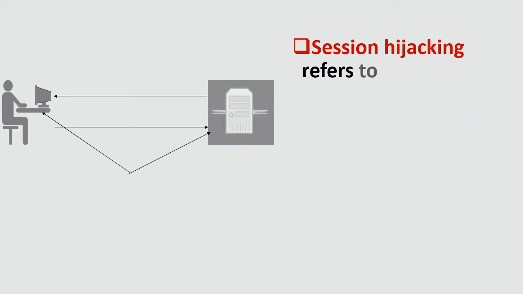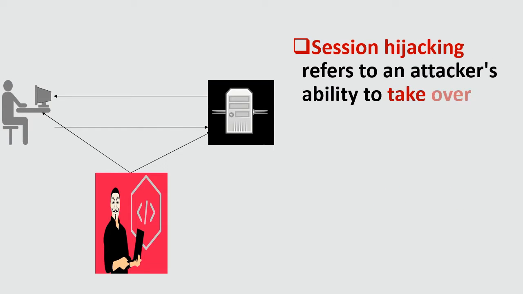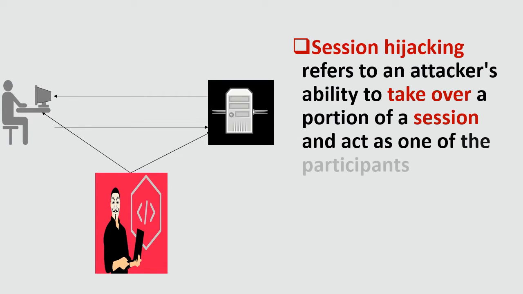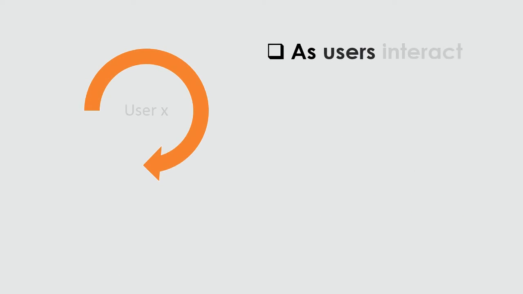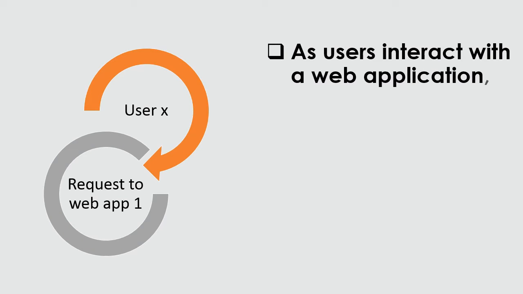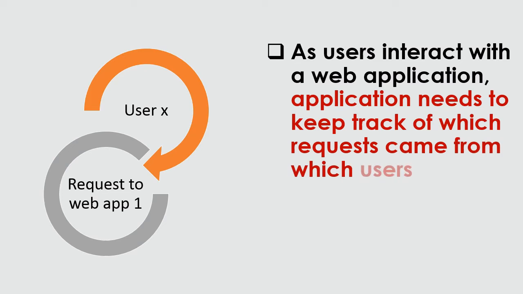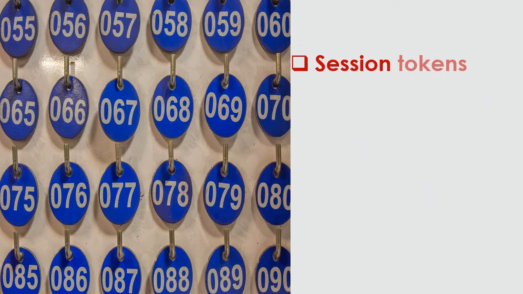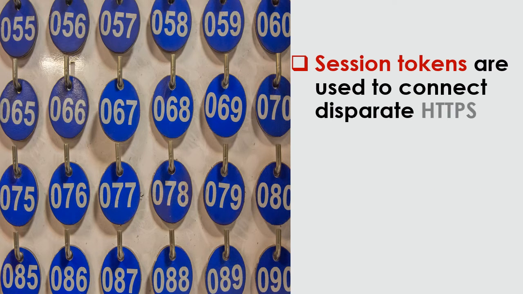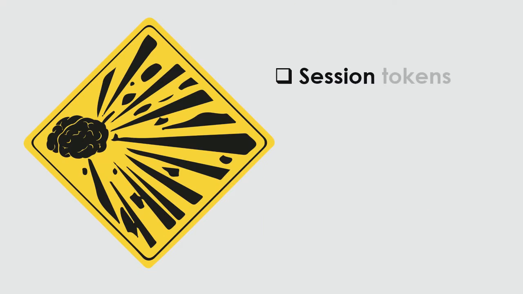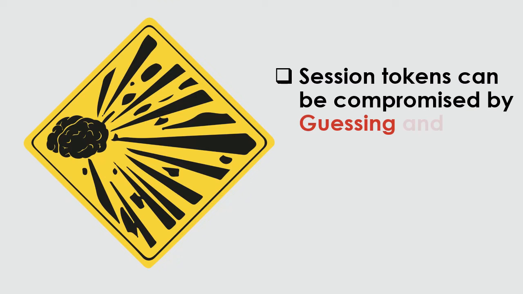Session hijacking refers to an attacker's ability to take over a portion of a session and act as one of the participants. As users interact with a web application, it needs to keep track of which requests came from which users. Session tokens are used to connect disparate HTTPS requests to a single user. Session tokens can be compromised by guessing and brute force.